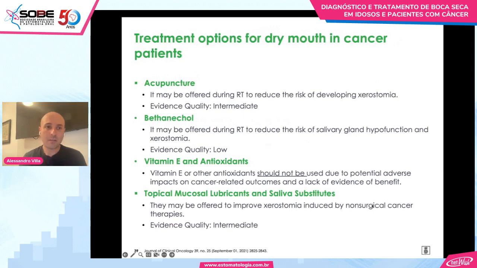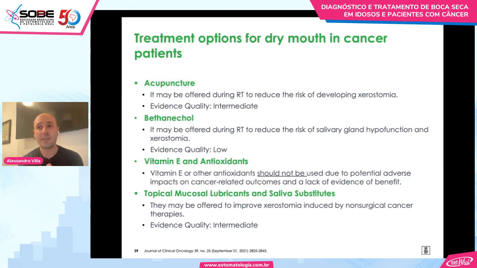So in general, what can we do for our patients? We talked about using topical mucosal lubricants and salivary substitutes. There are other studies looking at vitamin E and antioxidants. Vitamin E and antioxidants should not be used due to the potential adverse impact they may have on cancer-related outcomes, and a lack of evidence. There was no evidence of benefit of using this.